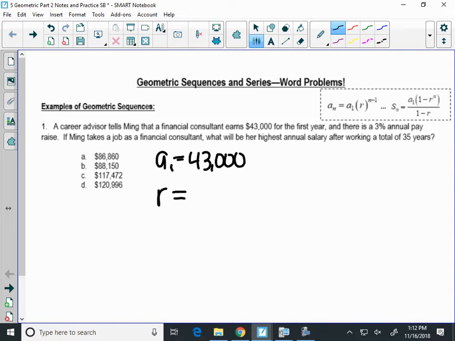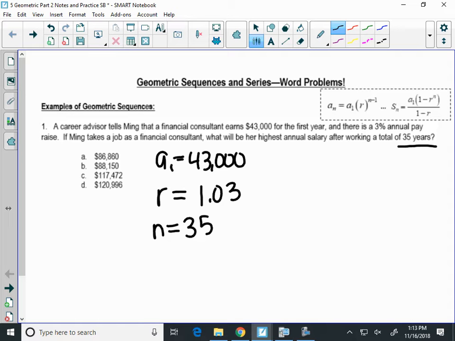If I have this geometric pattern, remember the geometric is similar to an exponential. So if you think about an exponential and you have a 3% increase, what would your common ratio be? Not 0.03, 1.03. So it's actually 1.03 as your common ratio. And we want to know what is her salary in her 35th year of working. So that means your n is 35.